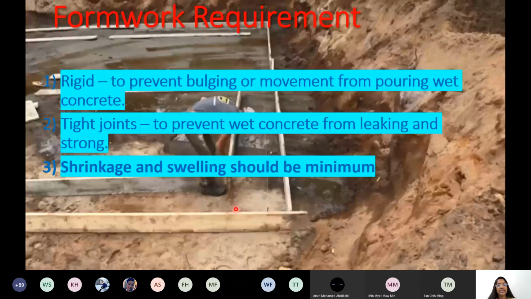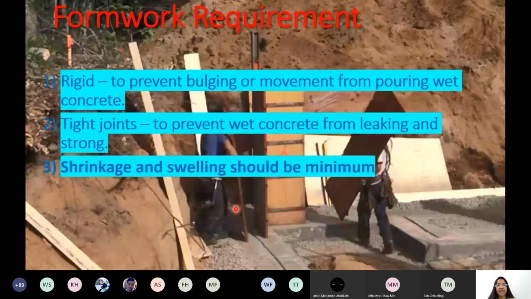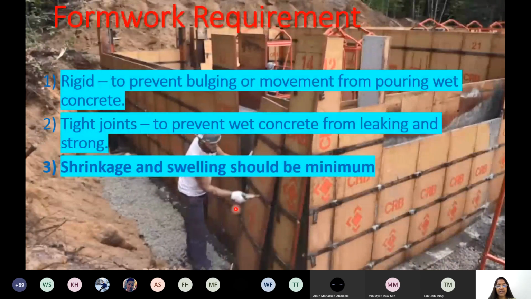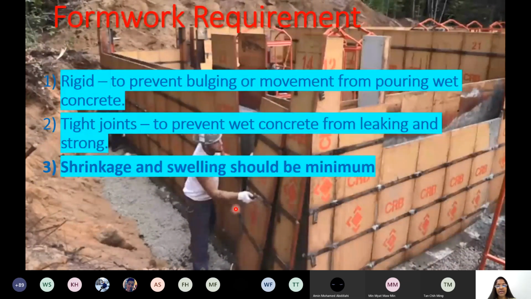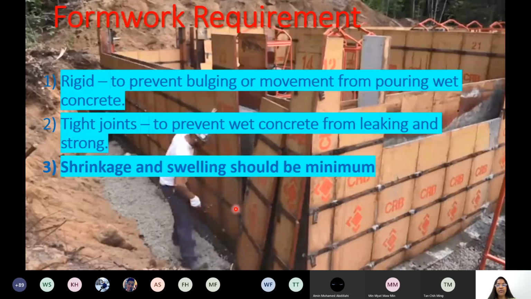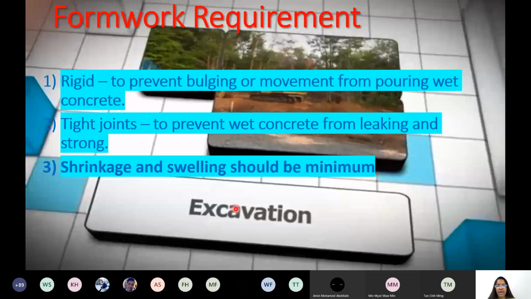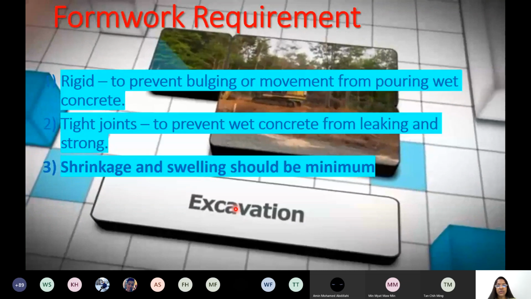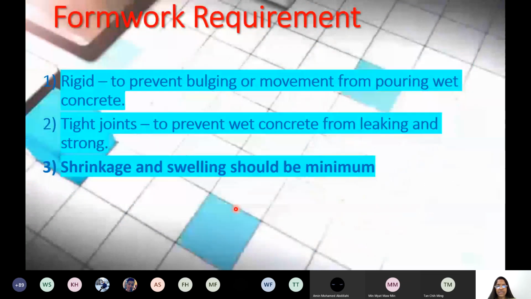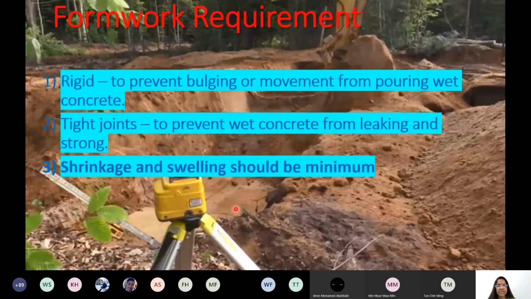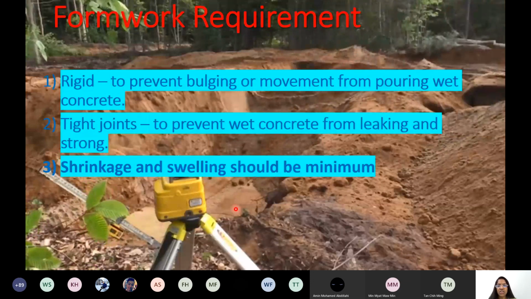Formwork requirement. Start with design. You can say design or construction, both go together. It follows the design of a beam or column, so there is no exclusive design as such, but there are some kinds of loads that you need to consider during your formwork preparation, right? That we will see later. This is about design requirements.